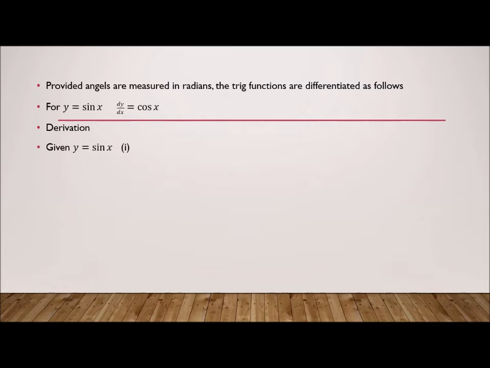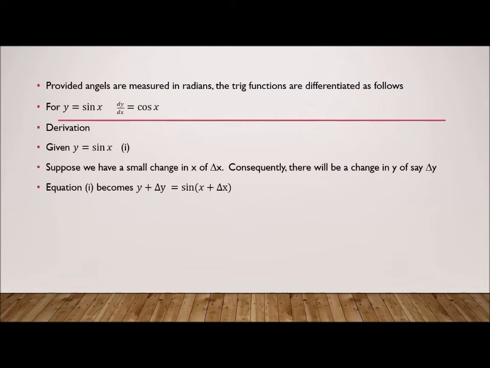If you are given y is equal to sin x, suppose there is a change in x of delta x, consequently there will be a change in y of delta y. Now equation 1 becomes y plus delta y is equal to sin(x plus delta x). Subtracting the two equations gives y plus delta y minus y is equal to sin(x plus delta x) minus sin x.